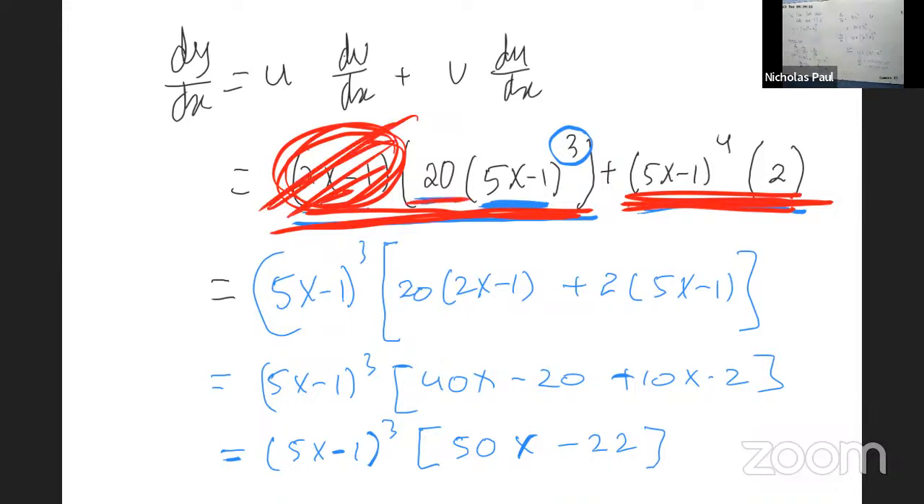Do they both have 20? No. Do they both have 5x minus 1? Yes. But to what power? Here's a cube, here's a 4. How do we get to the power of 4? To the power of 4 is 3 plus 1. So we know that there's a cube in there. So I factor out the cube and then I simplify it.